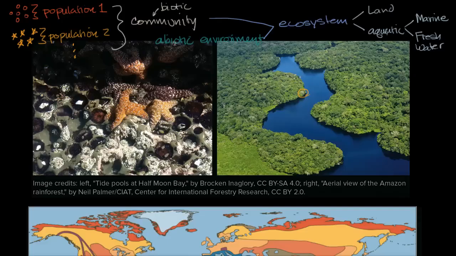Most aquatic ecosystems are marine and do not involve fresh water. Fresh water is a very small subset of Earth's water systems. These are just a few examples.